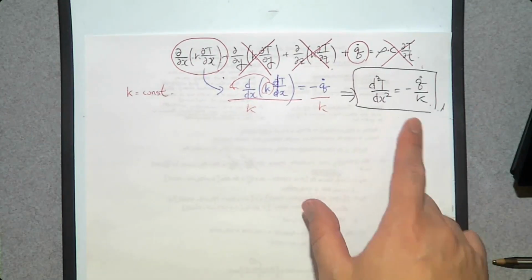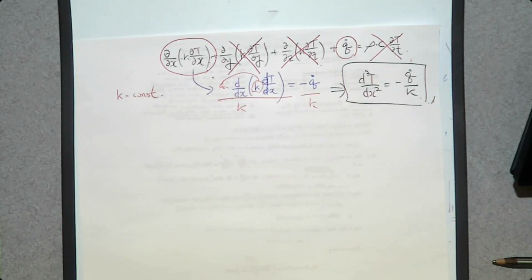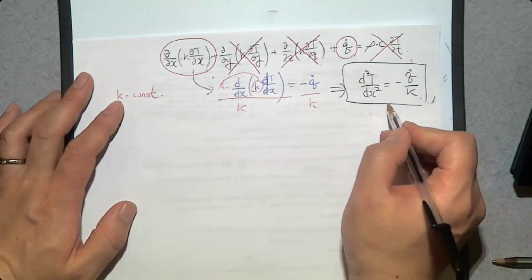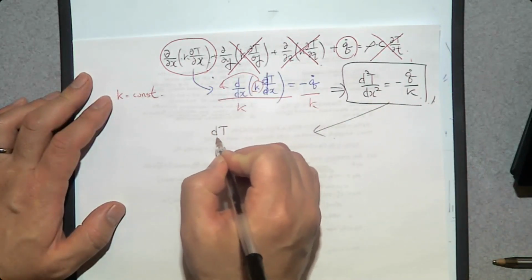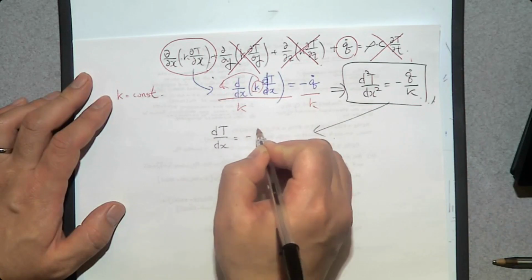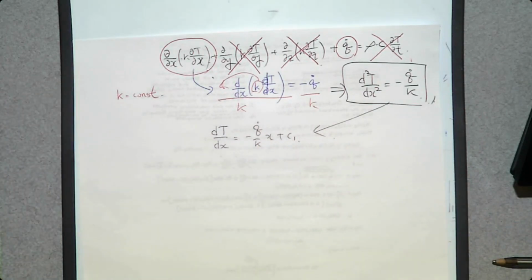Then how can you solve this equation? It's very simple. It's a second order ordinary differential equation. So you just need to integrate twice with respect to x. Then what do you get? If you integrate with respect to x, you will get dT over dx is going to be minus q dot over k x plus a constant c1.